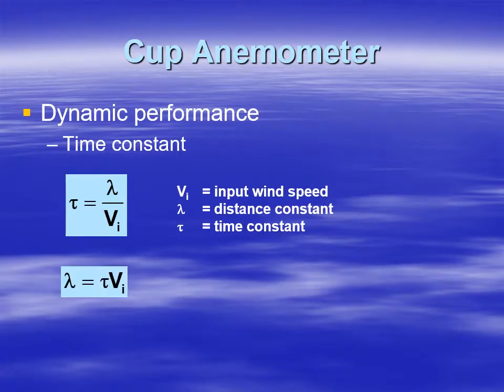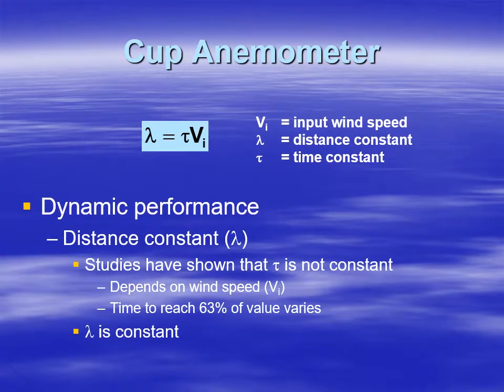What is the input wind speed? We can figure out what the distance constant is based on the time constant. In our equation, you know that velocity is equal to distance over time, so we're going to use that equation to figure out the distance constant. In this case, the distance constant would be the input wind speed times the time constant. Time constant is in seconds, input wind speed is meters per second, so you end up with meters for your distance constant.